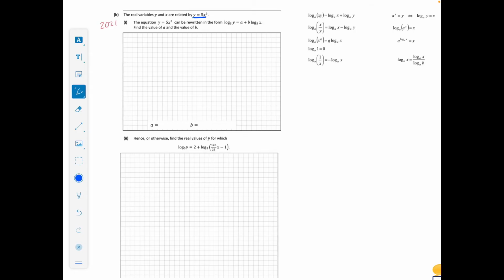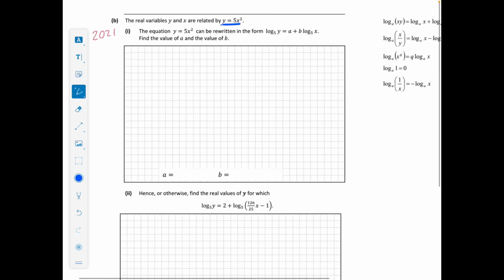Part 1 says the equation y is equal to 5x squared can be rewritten in the form log to base 5 of y is equal to a plus b log to base 5 of x. Find the value of a and the value of b. Obviously we're going to have to introduce the logs here, so first we'll start with what we've written.